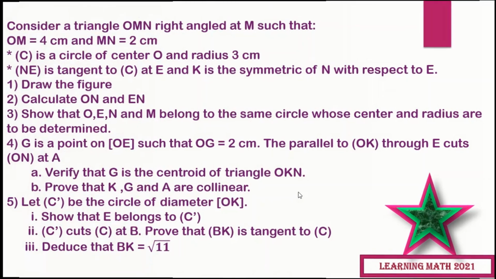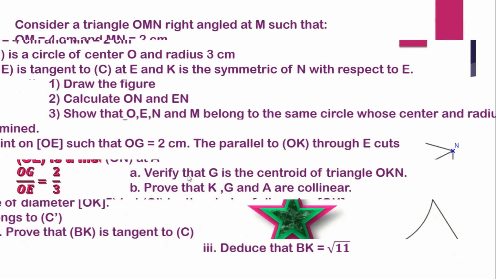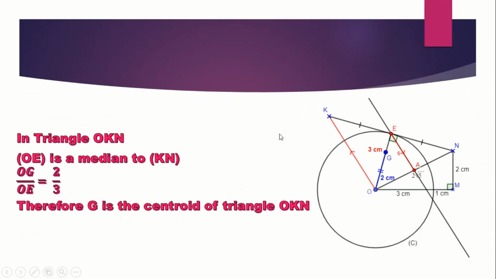Now let's start with the other part. As you see in part 4, we have G is a point on OE, such that we have OG equal to a given length in centimeters. Also, we have the parallel to OK through E cuts ON at A. Let's see how to draw it first. We have OG equal to that length and we have the parallel through E to OK. When we draw this parallel, it will cut the line ON at the point A.